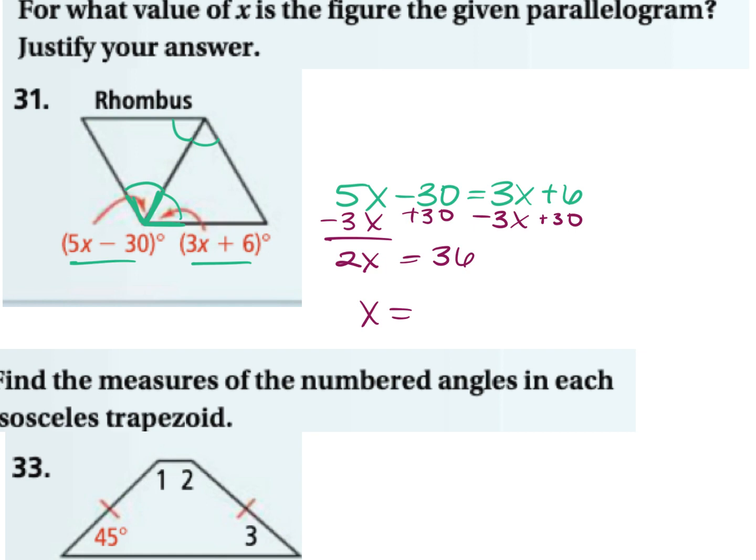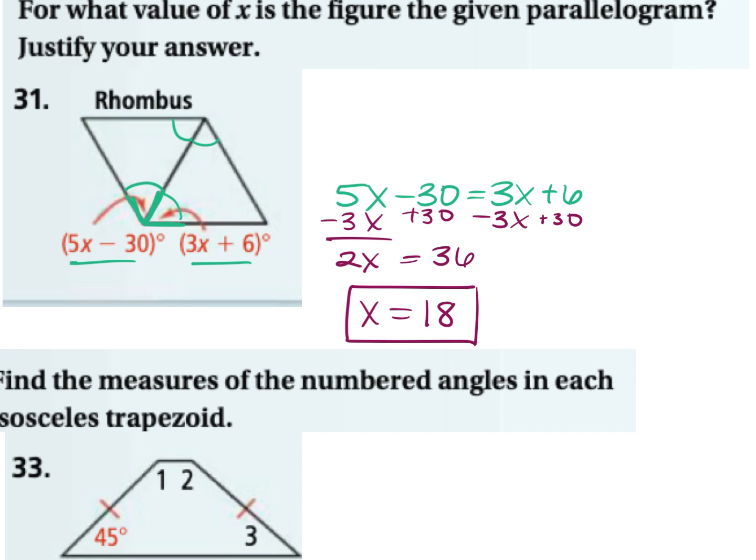What do you get? 18. So if x is 18 on this problem, then that figure is a rhombus. Subtract 3x, add 30, divide by 2. So we don't have to plug it in then? Once we find x, we're good. It just says what would the value of x be to make that a rhombus. Okay, so that's rhombus.